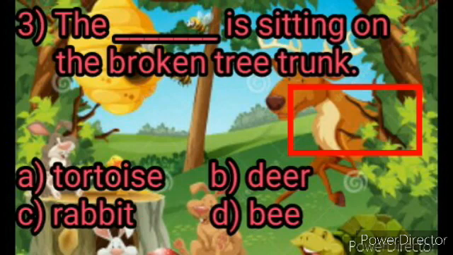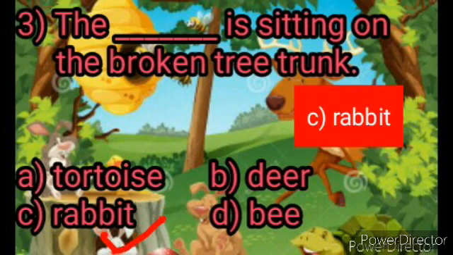The dash is sitting on the broken tree trunk. Option A tortoise, option B deer, option C rabbit, option D bee. What is the correct answer? Who is sitting on the broken tree trunk? Rabbit. Tick option C and write the correct answer in the given box.